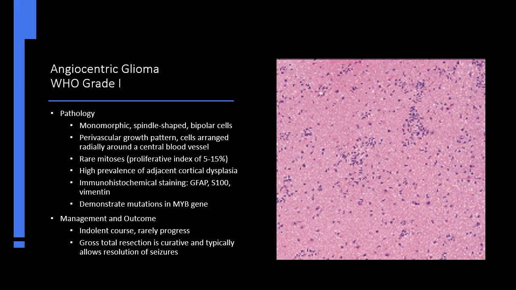Recent data suggests that these tumors carry a mutation in the MYB gene, a proto-oncogene. As this mutation has not been commonly found in other glioma subtypes, it may prove to be a marker of these tumors. Angiocentric gliomas demonstrate indolent growth with rare progression, and gross total resection is considered curative. Even after subtotal resection, progression seems to be rare. Gross total resection also provides resolution of seizures without adjuvant therapy required.